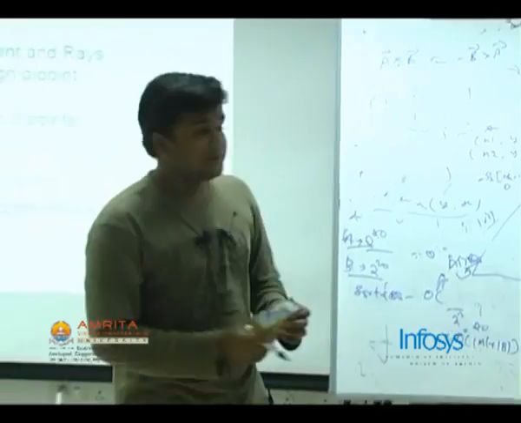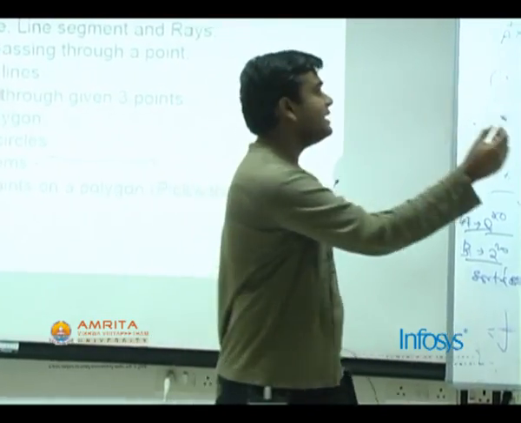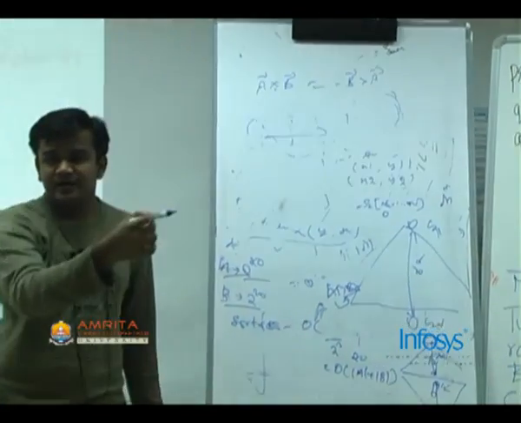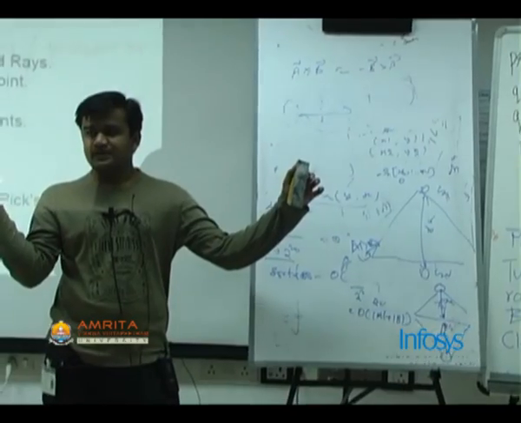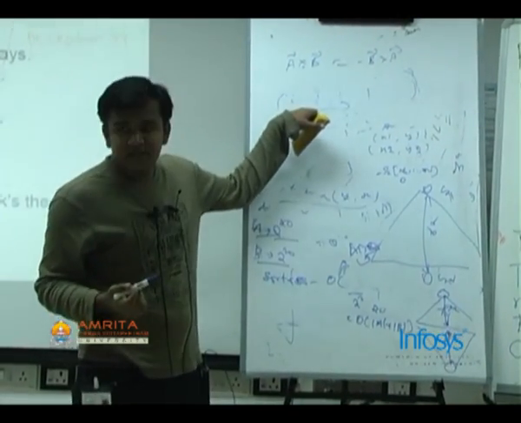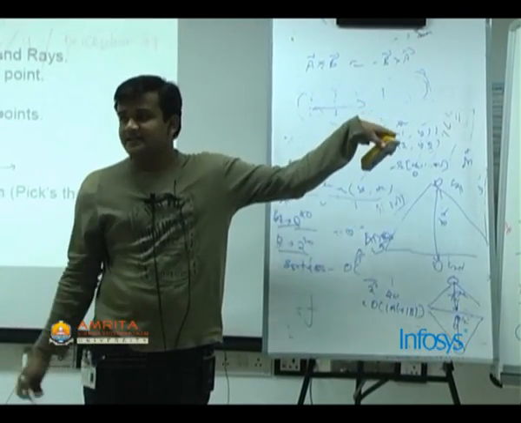Now similarly, if you have a ray instead of a line, a ray essentially starts from one point and goes forward in one direction up to infinity. It's not infinity both ways. So you can represent a ray as a point and a vector. So the point is the origin and the vector is the direction which this ray follows.